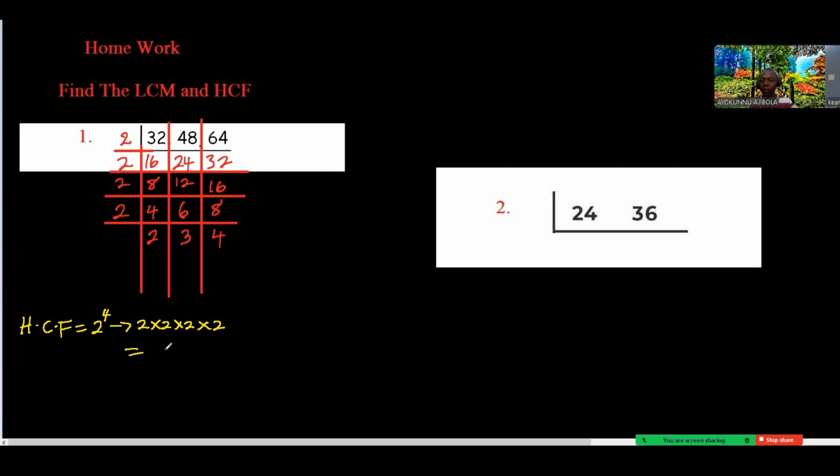And what would this give me? That will give me 16. 2 times 2, 4. 4 times 2, 8. 8 times 2, 16. Is this clear to you? Yes. Good. Then we now proceed to find our LCM.